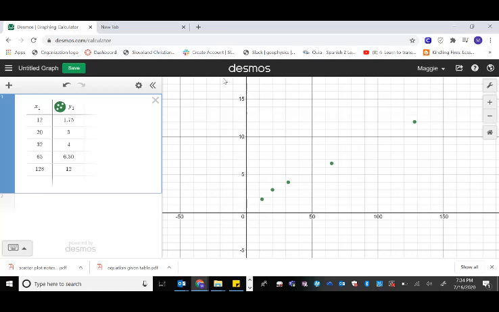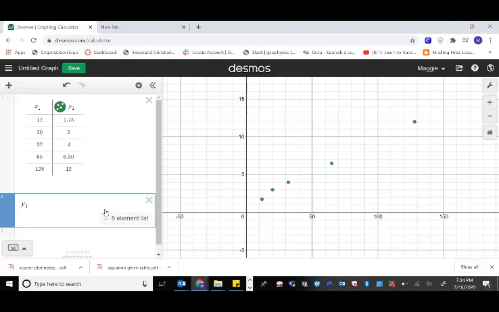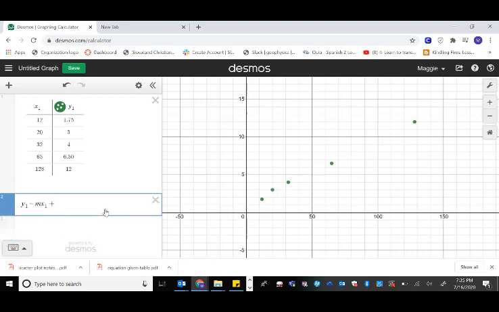Now, to get your line in there, I'm going to add my best fit line. I still have my table. I'm going to click on the number 2, and I'm going to type in y1, and then I'm going to use the little symbol that is next to the number 1, but I had to hit shift to get that little approximation symbol. And then mx1 plus b.